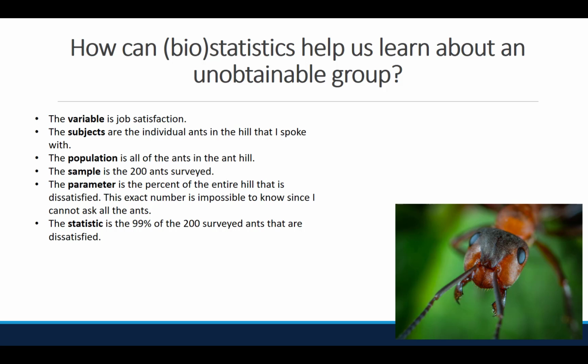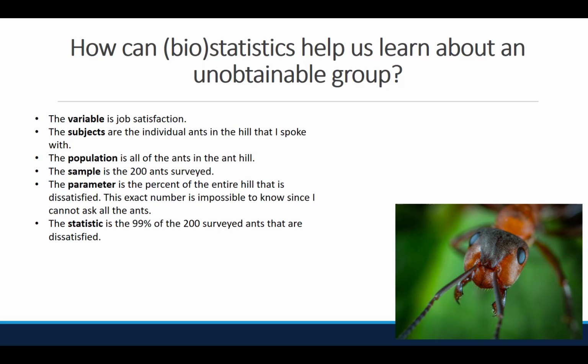Suppose I'm an ant. Yes, I said ant and not aunt. As a matter of fact, I'm the queen ant. Lately, I've noticed that my worker ants have been acting somewhat discontent with their jobs. I decide that I want to find out about job satisfaction in my hill. There are so many ants in my hill that it would be an impossible task for me to ask all of them if they are discontent. So instead, I ask 200 ants how they feel. I find that 99% of them are dissatisfied and would prefer to spend their time eating at the picnic rather than carrying food back to me.